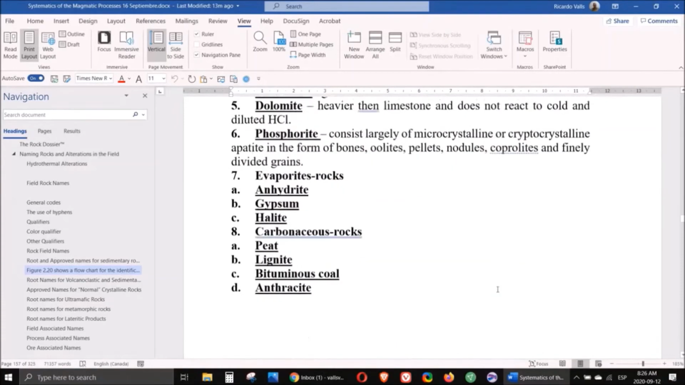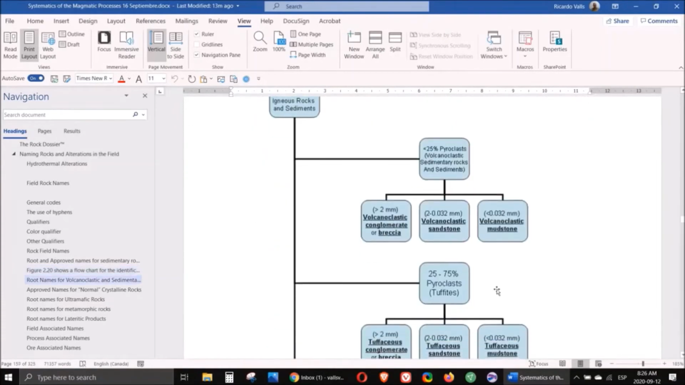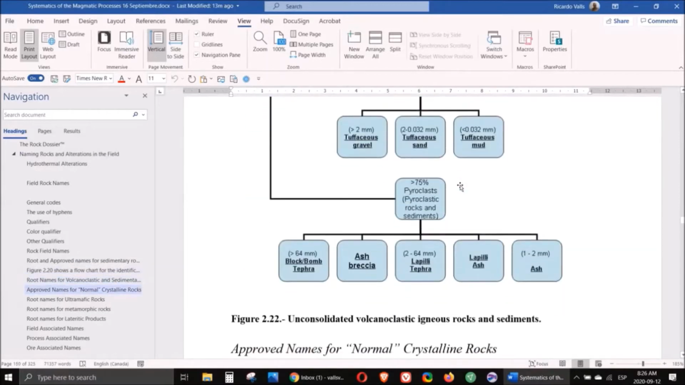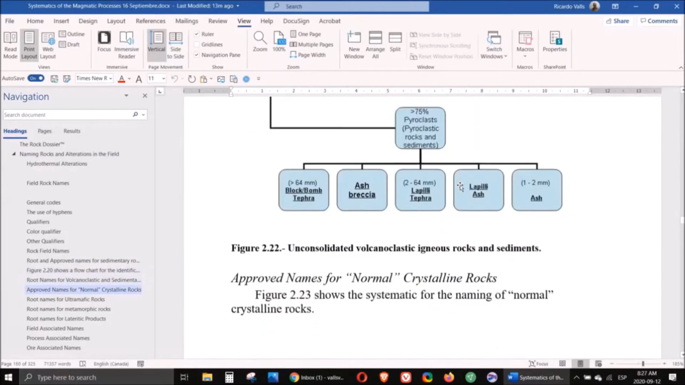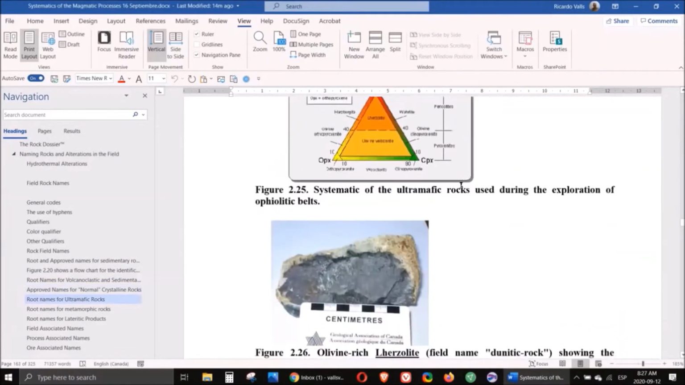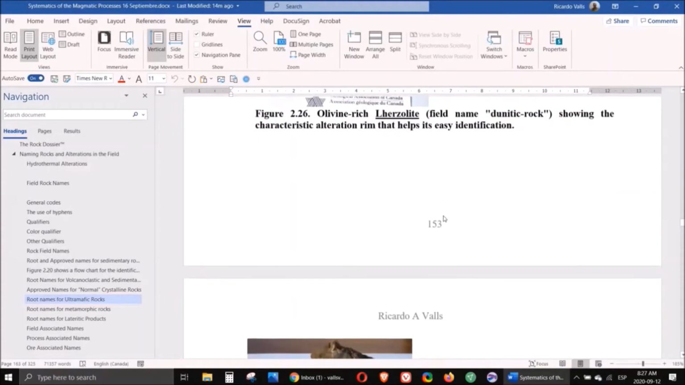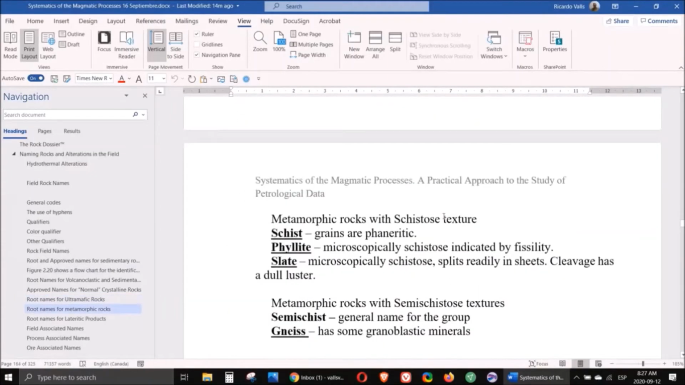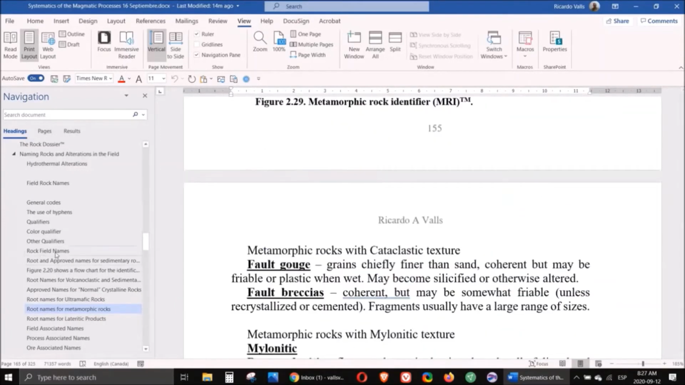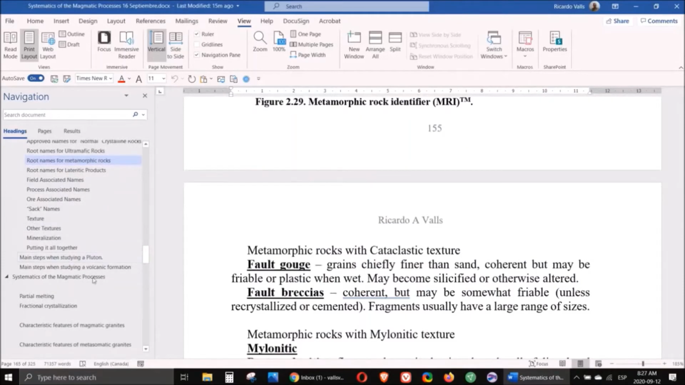Okay, there is a similar classification for consolidated volcanic and unconsolidated volcanic clastic rocks. You have the same for granitic rocks. And as I mentioned, there is a special part for ultramafic rocks and lateritic environment. This is an example of how you get the texture of metamorphic rocks. Again, it's very, very detailed, and it will be very useful for you in the field.